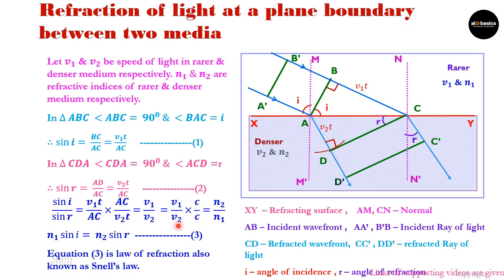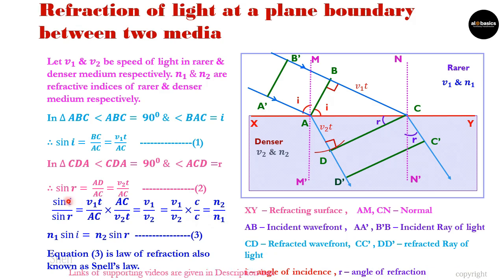What is c upon v2? According to the definition of refractive index, which we have studied in 11th standard, we know that refractive index is the ratio of speed of light in vacuum or air divided by speed of light in the medium. Here I'm talking about absolute refractive indices. And I say that n1 and n2 are absolute refractive indices of these two media. On that basis, we can write it as n2 upon n1. n2 is the refractive index of the denser medium, whereas n1 is the refractive index of the rarer medium.